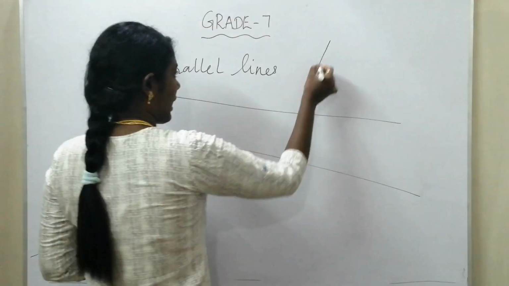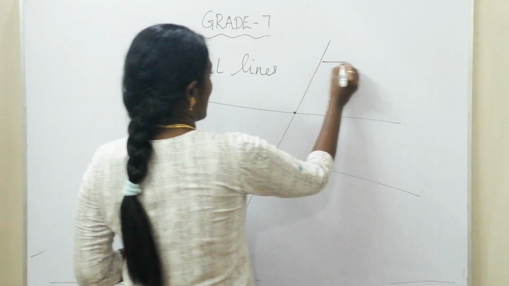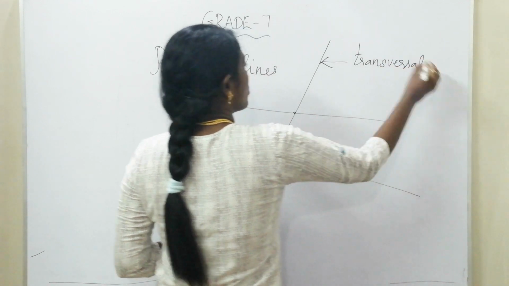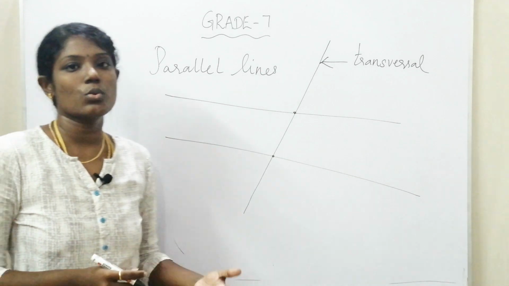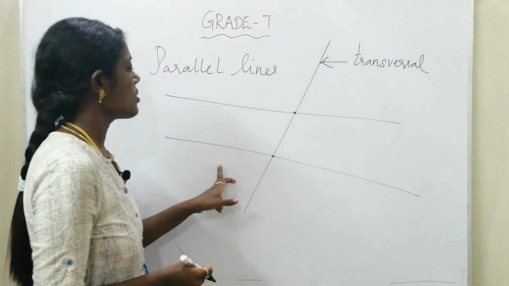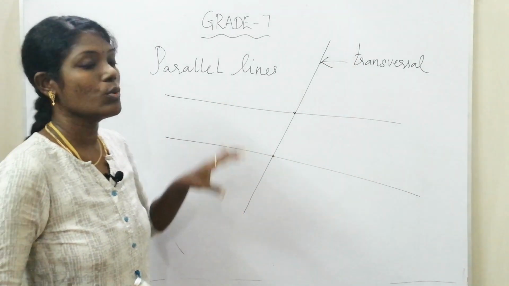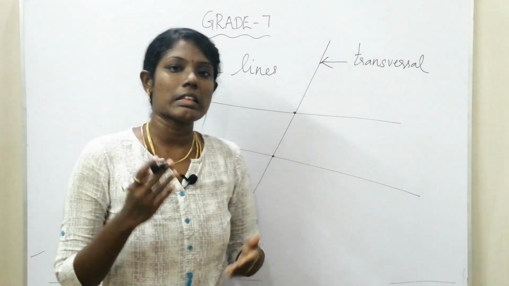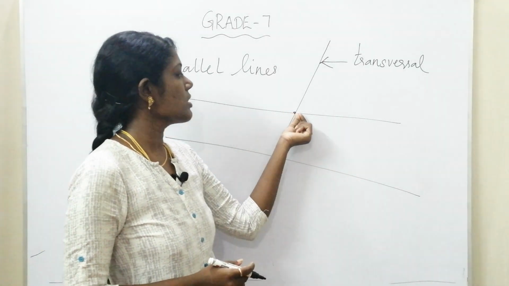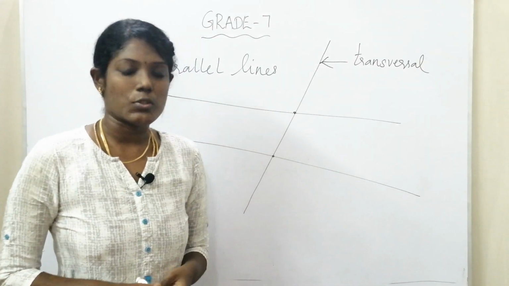And there is a third line that can meet these two lines at two different points, and you call this the transversal. Any line that touches two or more lines at two distinct points is called a transversal. This transversal touches these two parallel lines at two different points. A transversal is a third line that cuts the other two or more lines at two different points. Here it touches the first line at one point and the second line at one point. So this you call a transversal.